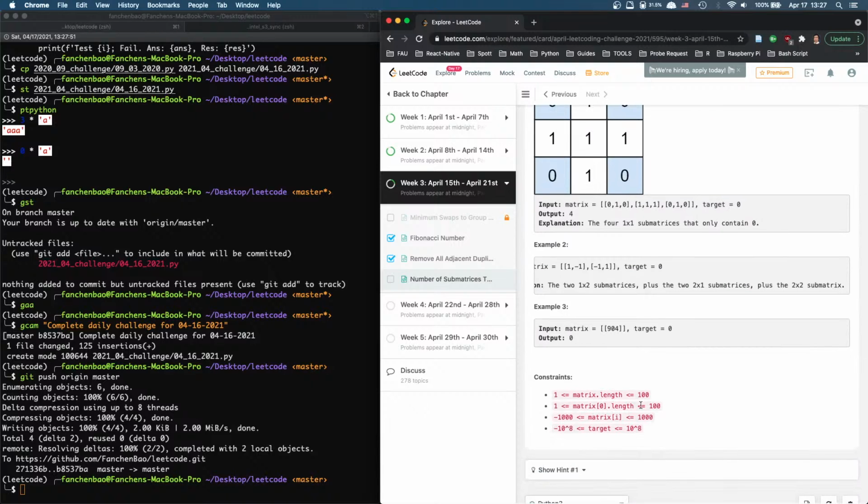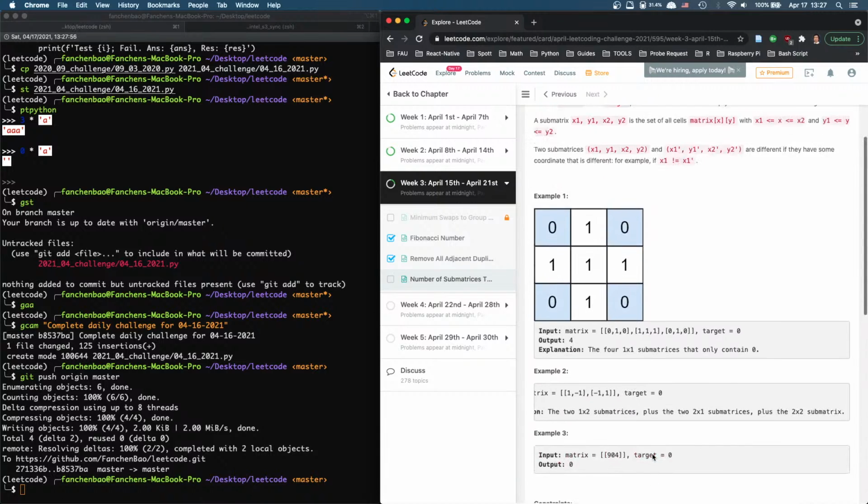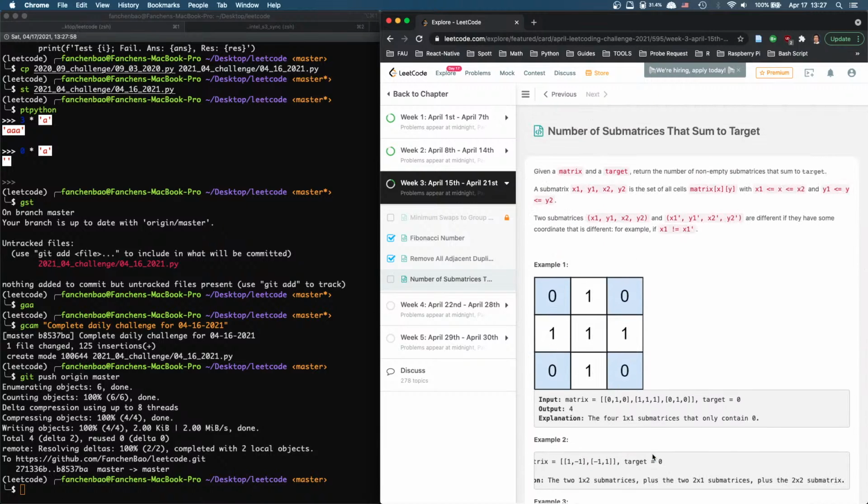Matrix length, so it's 100 by 100. Value is this, target. Oh. Alright. Doesn't seem to be an easy one.